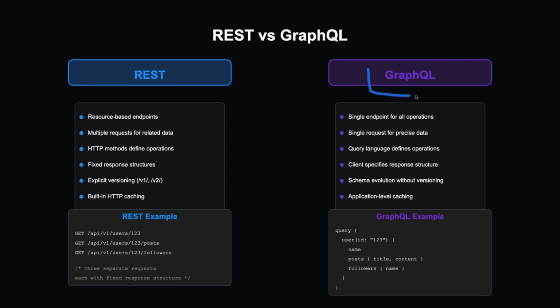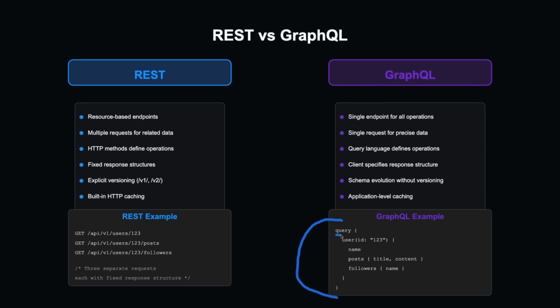Now, if we compare that to GraphQL APIs, it comes with a single endpoint for all operations. So mostly it is /GraphQL or /some API endpoint that is commonly used for all operations. And in this case, we will use a single request to get the precise data that we need, and we will use the query language of GraphQL. This is what the query language looks like.